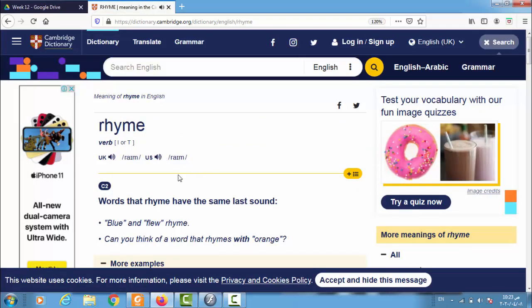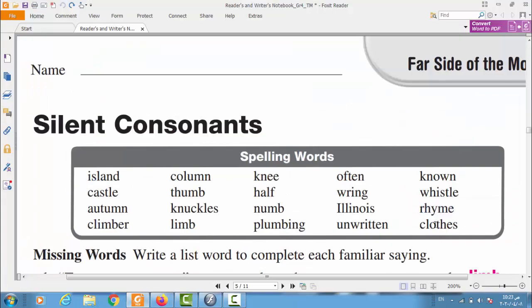Rhyme. This word rhyme: when I say that those words are rhymed together or are rhyming together, it means that they have the same last sound, like blue, for example, and flew. Blue, flew. So in rhyme, you can find that the H letter in here is a silent letter. The last one.